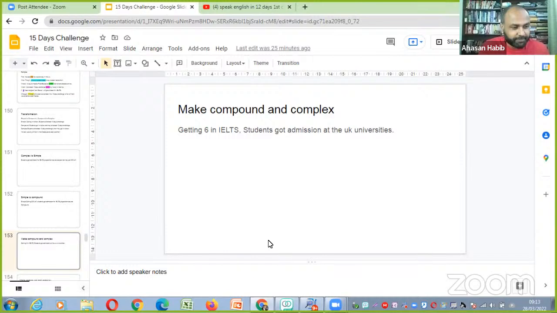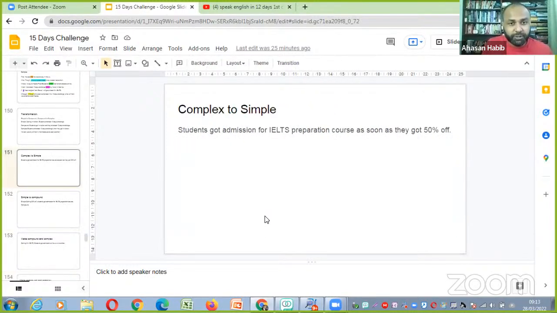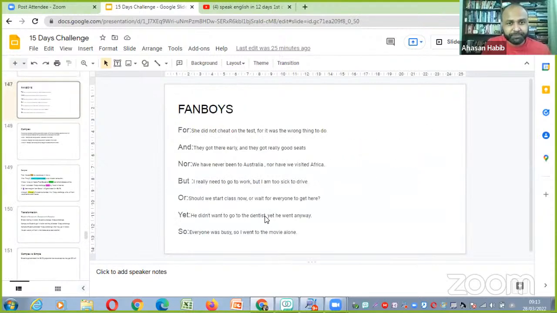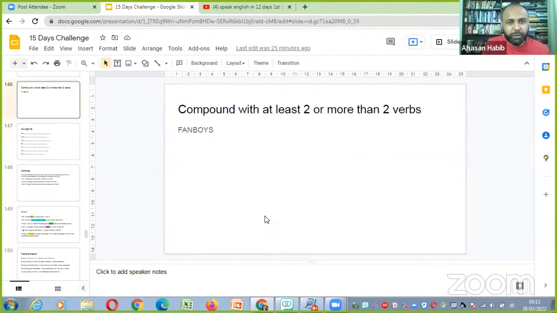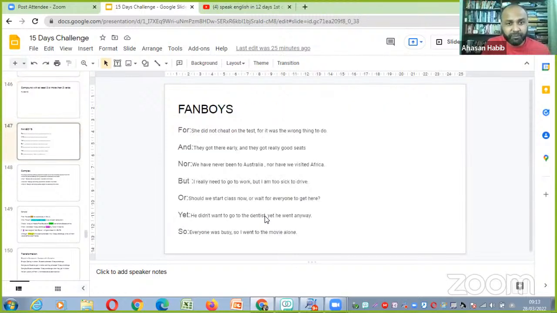Okay, so if you say, Fazlu, after getting 6 in IELTS, students got admission at the UK University. So is it a compound sentence? Can you remember? If you'd like to make a compound sentence, you need to use fanboys. Let me go back to fanboys, right? So these are the words you need to use. So what is fanboys? It's for, and, nor, but, or, yet, so. So if you use fanboys, that means you are making compound sentences.